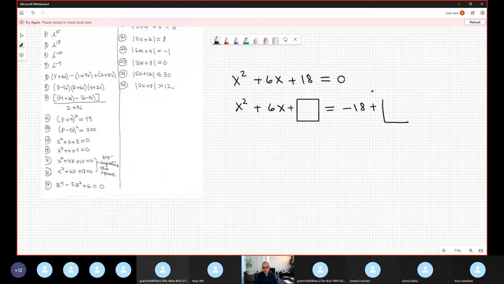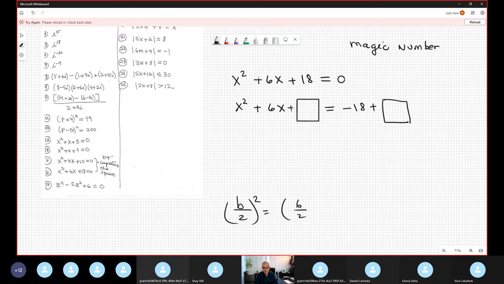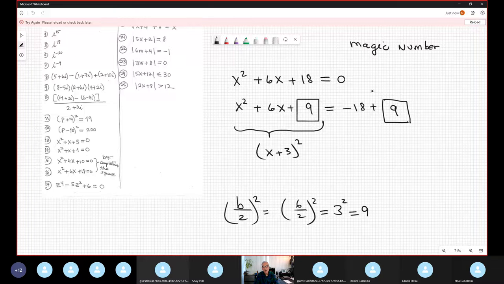It's a magic number, I call it the magic number. The formula for the magic number is you take b divided by 2, squared. In our specific example, b is 6, so it is 6 divided by 2, squared. 6 divided by 2 is 3, and 3 squared is 9. So this is 9 here, and 9 here. Now this trinomial is a perfect square, and the factorization is x plus 3. Why 3? Because 3 is the square root of 9. On the right-hand side, we have minus 9.